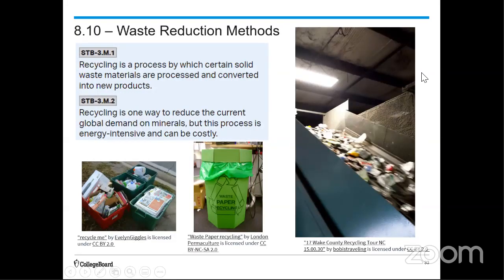Recycling, it's a great way for us to kind of reduce the demand on our natural resources and some of our minerals. However, it is pretty energy intensive and costly. So not only are we talking about having to simply sort and transport these materials to a recycling facility, but the facility itself is going to take some energy and some money to turn those substances into something new, so recycling it into a new product.